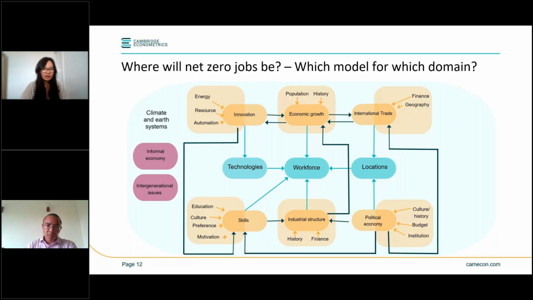We'll be talking about four types of models that are often used in studies related to climate change and energy transition. They are climate models, energy system models, integrated assessment models, and energy economy environment models.